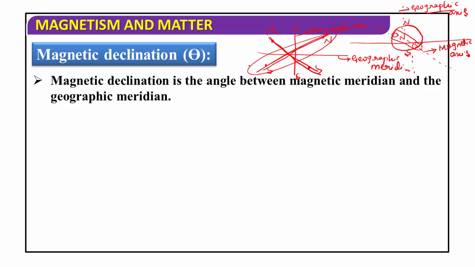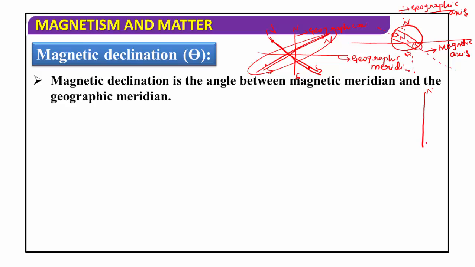Now, using these simple definitions, I am going to define the magnetic elements of the earth. The first one is magnetic declination. In the notes given to you, I have given a note: geographic axis, magnetic axis, geographic meridian and magnetic meridian. The first definition is magnetic declination. It is the angle between the magnetic meridian and the geographic meridian.